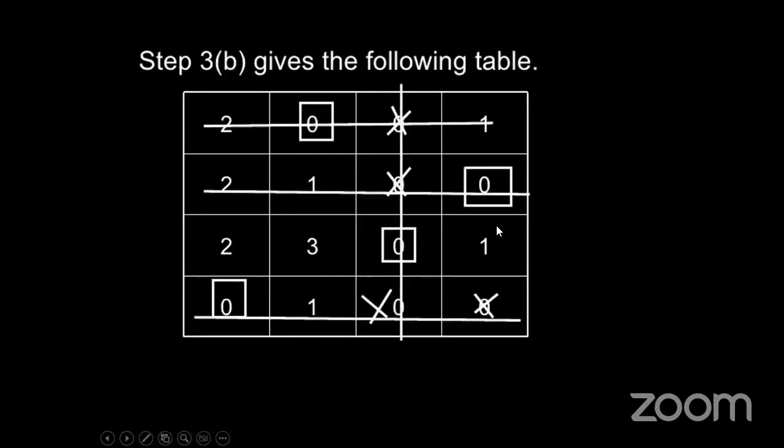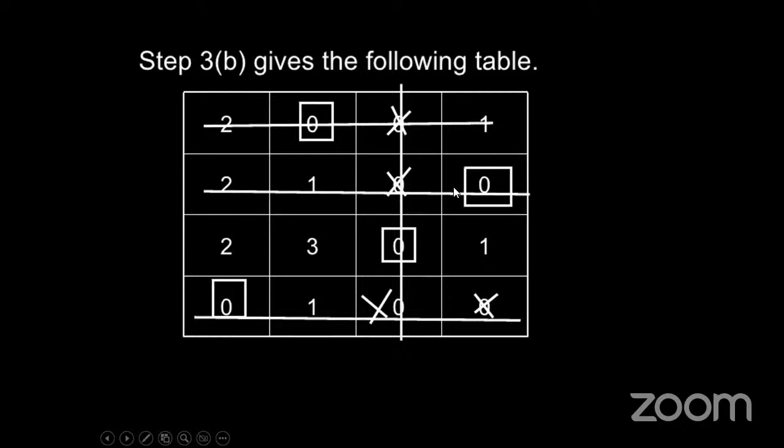Going column-wise, this is allocated and these zeros are cancelled. And here, this is allocated and all other zeros are cancelled. Right? Then this column is over. In this column we have a single zero, and this is allocated.